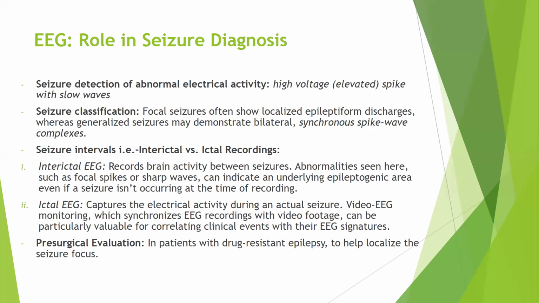All right, so the focal seizures often show localized epileptiform discharges, whereas if it's a generalized seizure, you have synchronized spike wave complexes all over. So in between seizures, the interictal EEG and the ictal EEG can also help you. All right, these are very useful benefits of EEG.